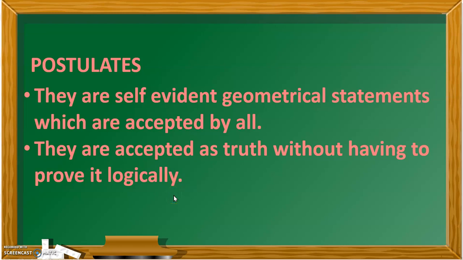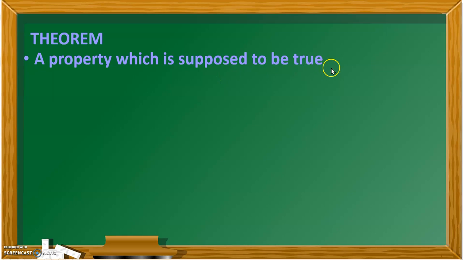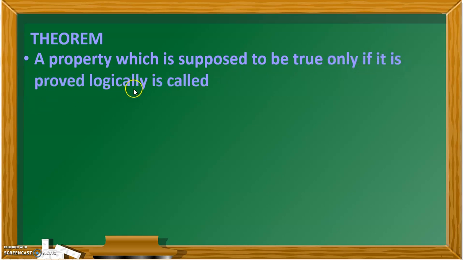That means there are certain properties in geometry which need to be proved logically. Such statements are called theorems. So what is a theorem? A property which is supposed to be true only if it is proved logically is called a theorem. You will come across many theorems in this standard.